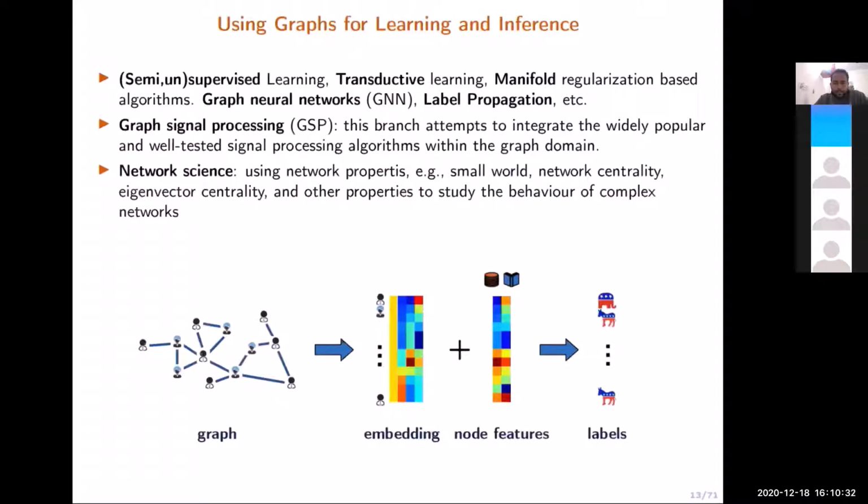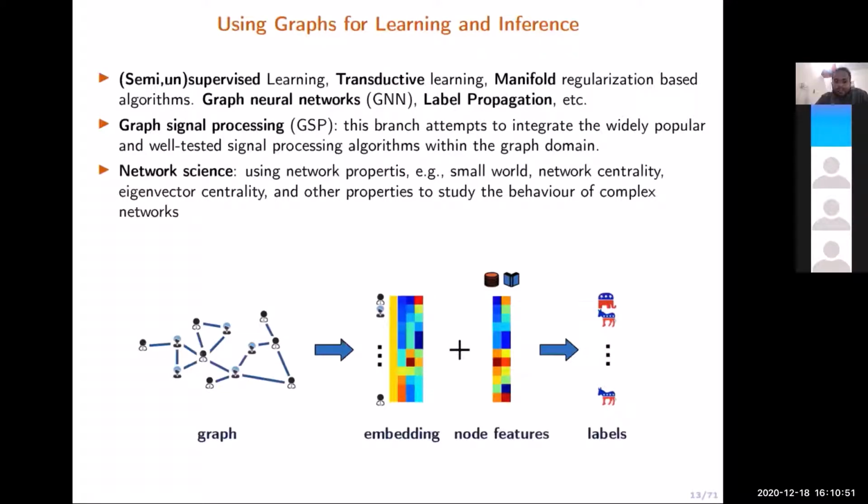There are two paradigms in graph-based research. The first is where we use a graph to do something. The popular examples are semi-supervised and unsupervised learning, transductive learning, manifold regularization, graph neural networks, and label propagation. These are popular approaches for machine learning.